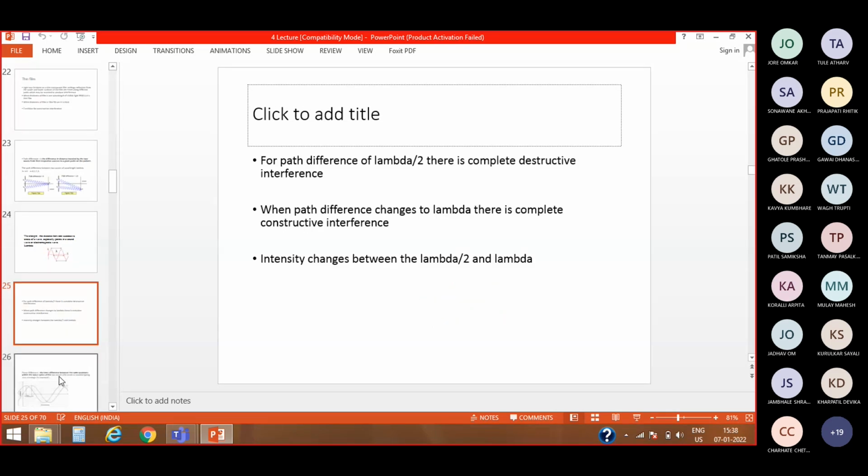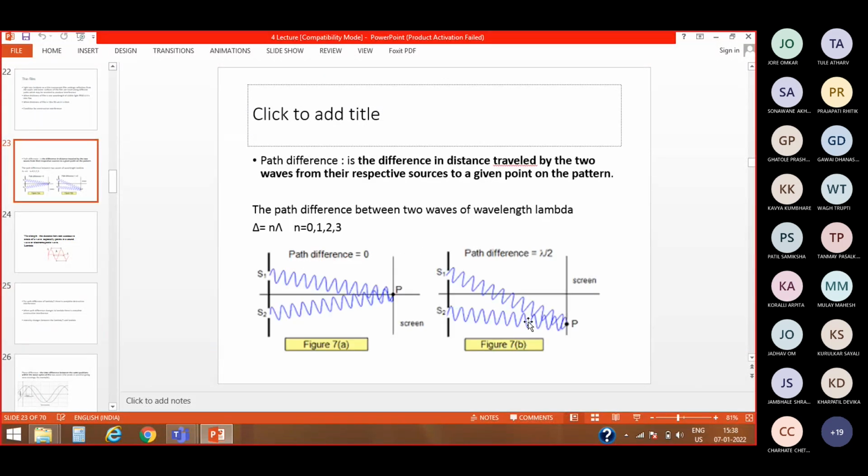So at a path difference of lambda by 2, complete destructive interference happens. Here I explained, if the path difference is lambda by 2, then you will get destructive interference. If the path difference is lambda, then you will get constructive interference.